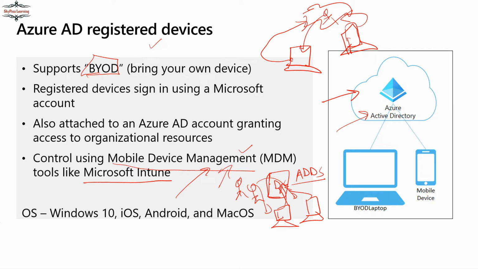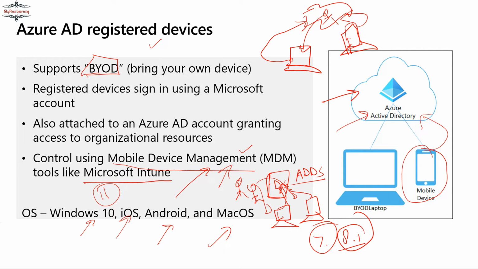The benefit is that in the organization you can access the resources. For example, once you register your mobile in Azure Active Directory, you can access the corporate or organization emails. The supported platforms are Windows 10 and 11, iOS, Android, and macOS. These are all types of devices you can onboard. Even Windows 7, 8.1 or earlier versions can be onboarded, but in a different way, called hybrid Azure AD, where you can integrate and onboard those devices as well.